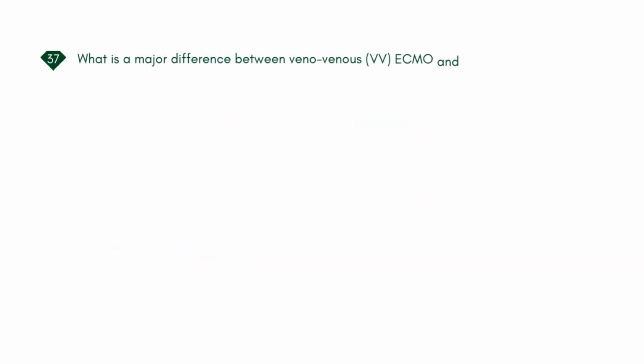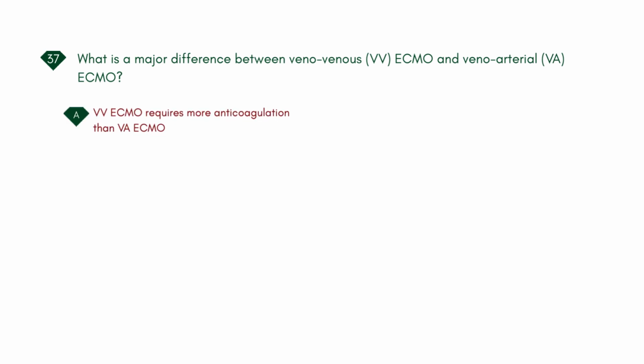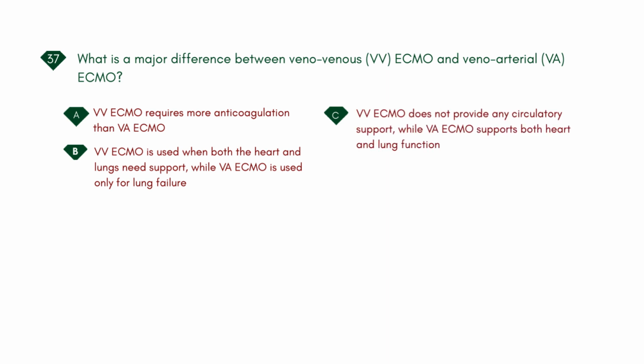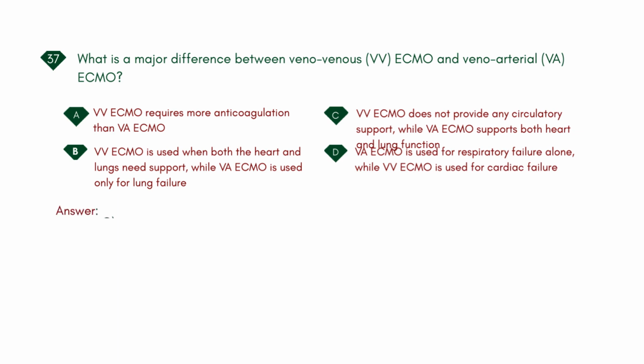What is a major difference between venovenous, VV, ECMO and veno-arterial, VA, ECMO? A. VV ECMO requires more anticoagulation than VA ECMO. B. VV ECMO is used when both the heart and lungs need support, while VA ECMO is used only for lung failure. C. VV ECMO does not provide any circulatory support, while VA ECMO supports both heart and lung function. D. VA ECMO is used for respiratory failure alone, while VV ECMO is used for cardiac failure. Answer: C.